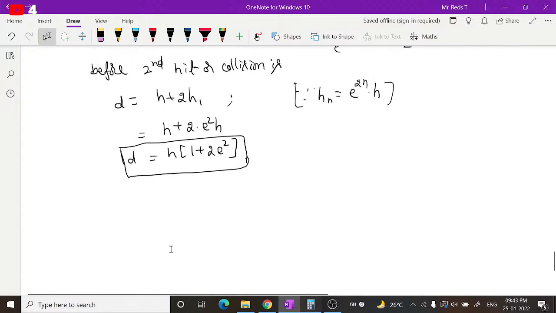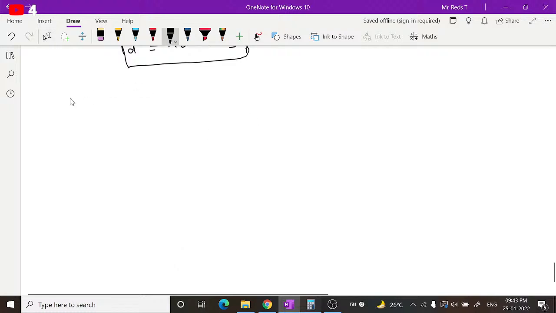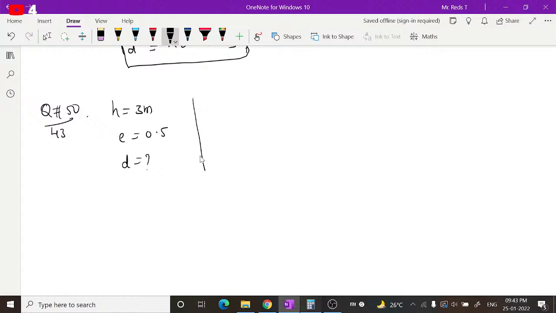Now, see question number 50, page number 43. So what is given here? A ball is dropped from a height of h is equal to 3 meters. The coefficient of restitution between the surface and the ball is e is equal to 0.5. Then the total distance covered by the ball before it comes to rest. Total distance traveled before it comes to rest means before it stops bouncing. What is the total distance traveled before it stops bouncing? Yes, h into 1 plus e square by 1 minus e square.